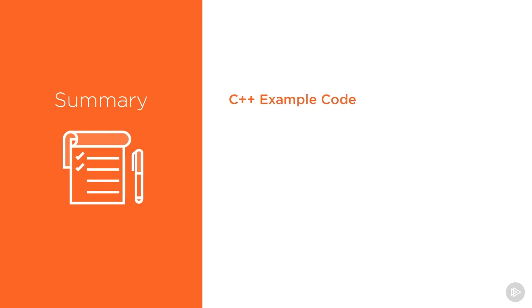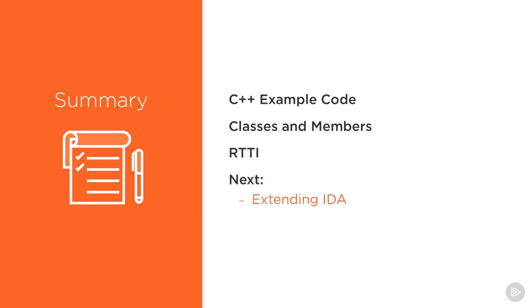In summary, we talked about C++ reversing and used an example to describe how classes and members can be found. We also used the runtime type identifier to discover the original class name. Next, we'll finish this class by learning how to extend IDA Pro.